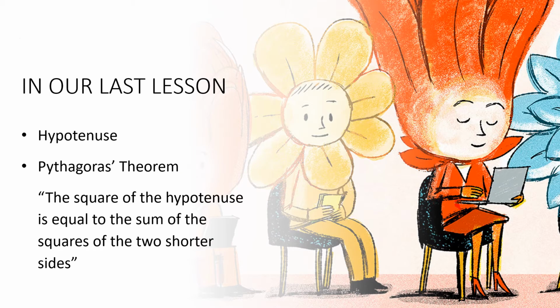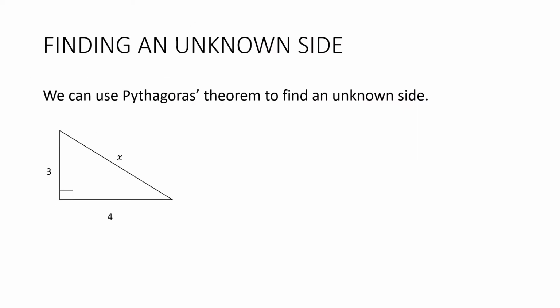In our last lesson we learnt what a hypotenuse is, and we also learnt about Pythagoras' theorem, which is the square of the hypotenuse is equal to the sum of the squares of the two shorter sides. So now let's see if we can find the length of an unknown side, and we're going to put a pronumeral here on the hypotenuse. So the first thing we're going to do is write Pythagoras' theorem for this triangle, which is going to be x squared is equal to 3 squared plus 4 squared.